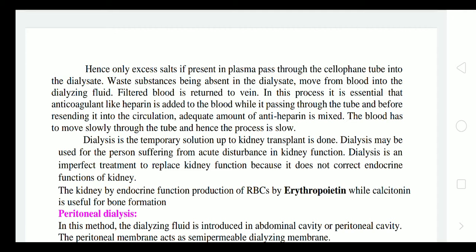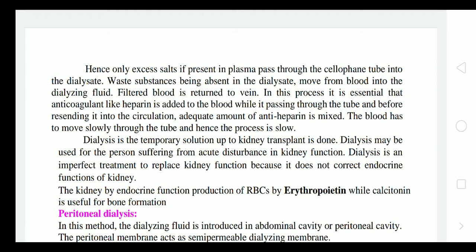Dialysis may be used. It is a temporary solution until a kidney transplant is done. It is temporary till the patient can wait till a kidney is transplanted. He will get a donor. Till then he can spend his life on dialysis, which is not a permanent solution. Dialysis may be used for a person suffering from acute disturbance in kidney function.